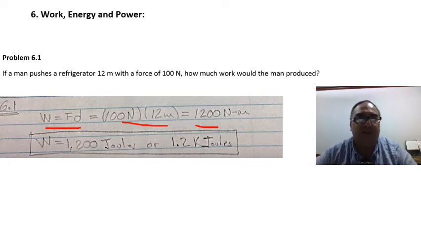1200 newton meters, or in other words, in other units, the complete unit will be joules, which is newton meters. Or in this case, because we have 1200 joules, it will be 1.2 kilojoules. Okay, so there you go. Let's go to the next.